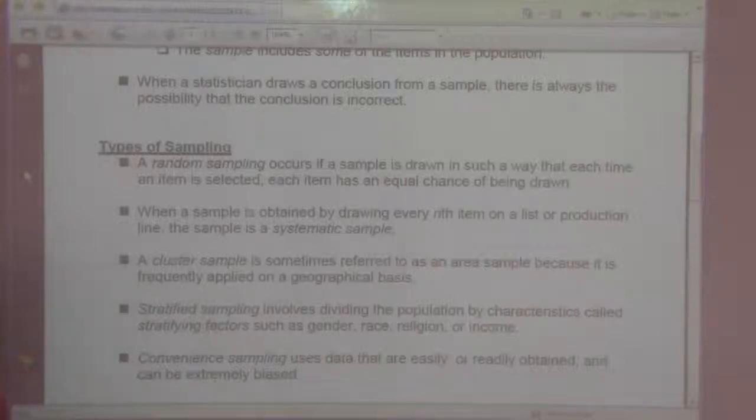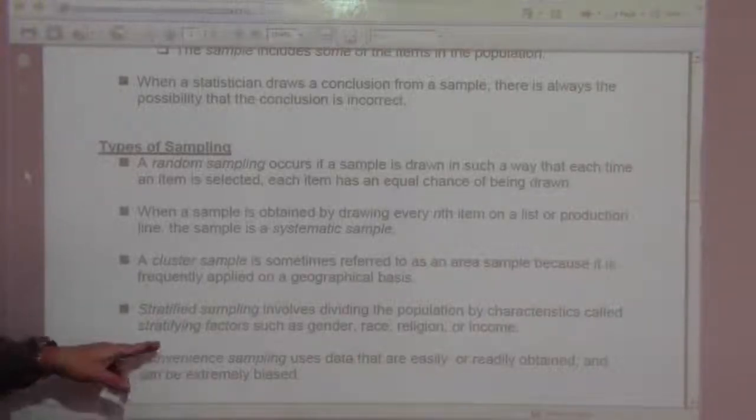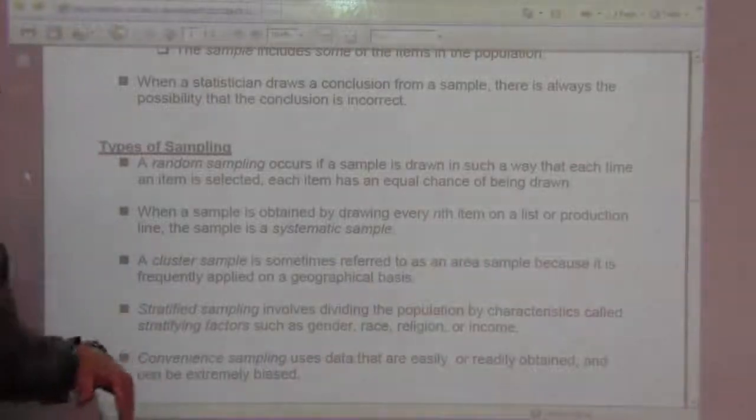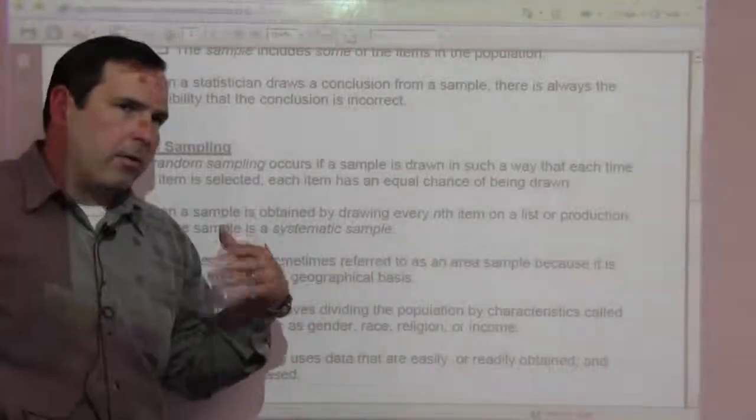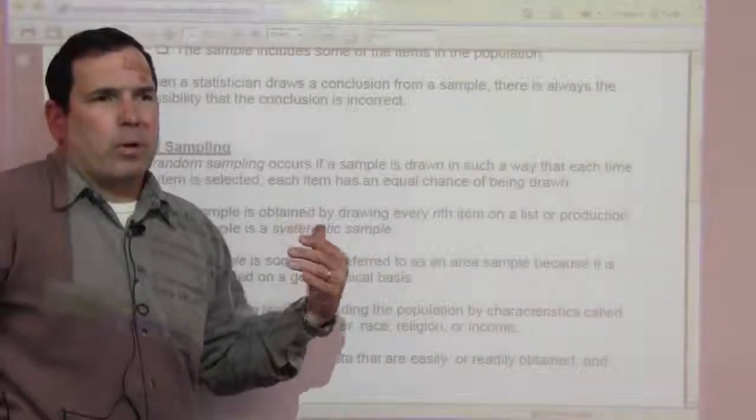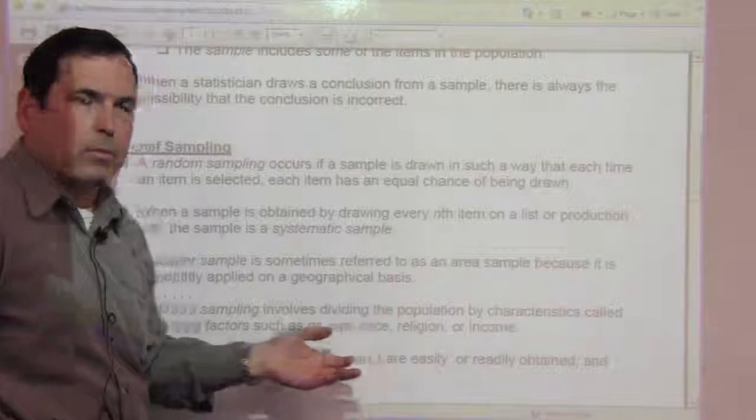Stratified sampling involves dividing the population by characteristics called stratifying factors, such as gender, race, religion, or income. So if you ever get one of those phone calls and they ask, okay, for classification purposes, what is your age, what is your gender, and what is your income bracket, and what is your race?